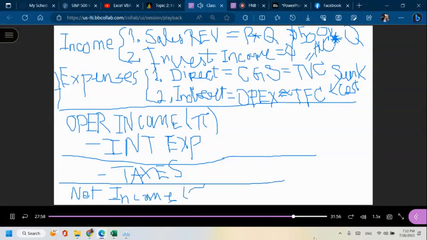Net income or net profit. Okay, but then there are so many names, right? In other words, they don't go by just one name. Another name for operating income is also called EBIT. Okay, and what does EBIT stand for? EBIT stands for earnings before interest and taxes, right?